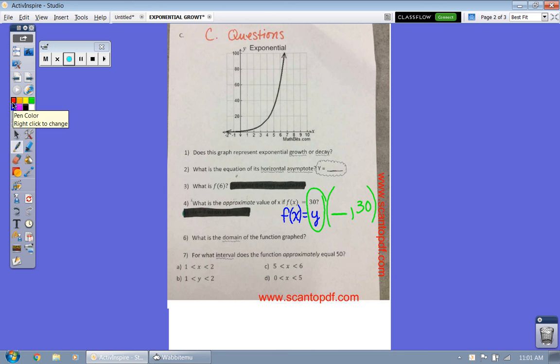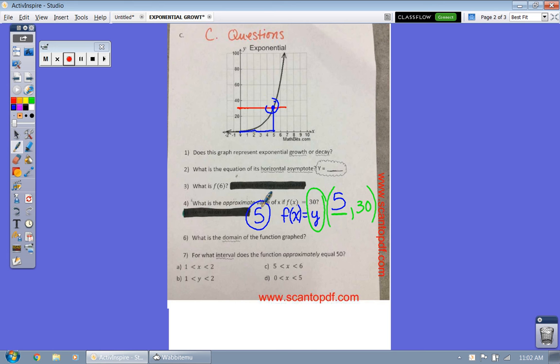All right, so I'm going to go up to 30. Here's 30 on the y-axis, and I'm going to go all the way across. If I start at the origin, how far to the right do I need to travel on the x-axis to hit that graph if I go up 30? Let's see, 1, 2, 3, 4, 5. If I go over 5 and up 30, boom, I would hit the graph. So my answer to number 4 is 5.